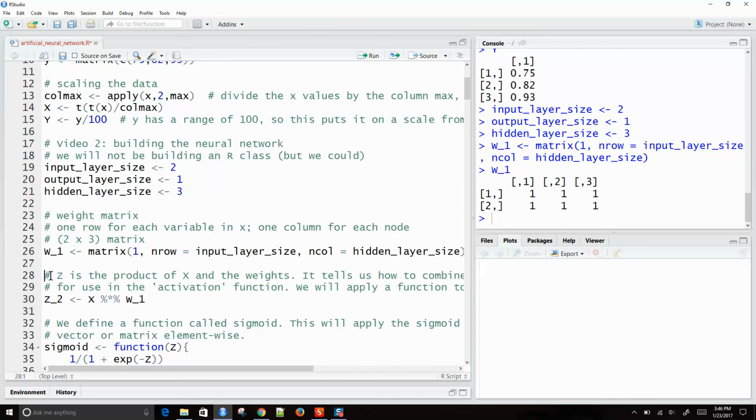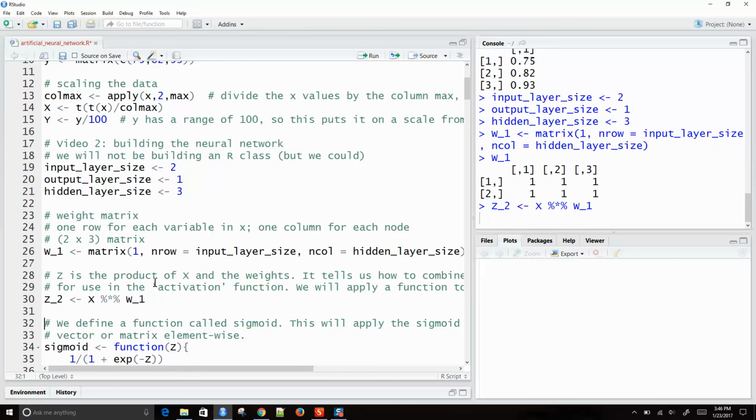We're going to say Z is, my keyboard just died. Oh man. Okay, no, it's working.